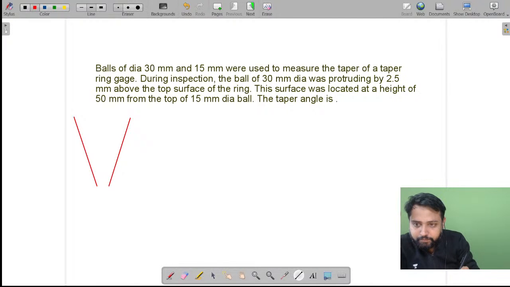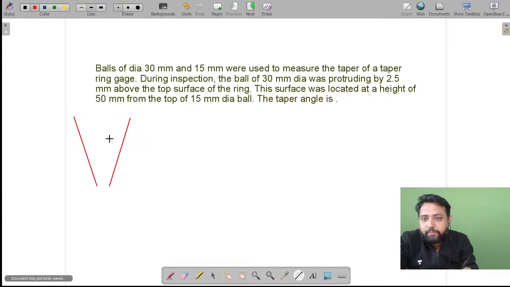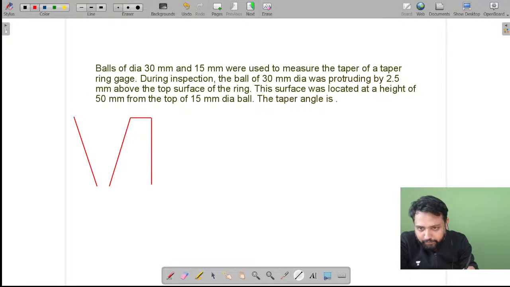And then it is said that during inspection, the ball of 30 mm dia was protruding by 2.5 mm above the top surface of the ring, and this surface was located at a height of 50 mm from the top of the 15 mm dia ball. You see, we'll first have to look at the geometry.